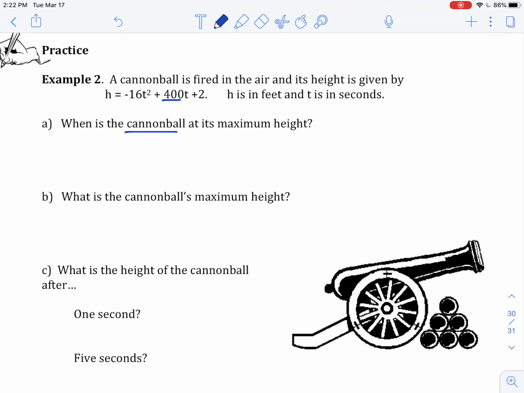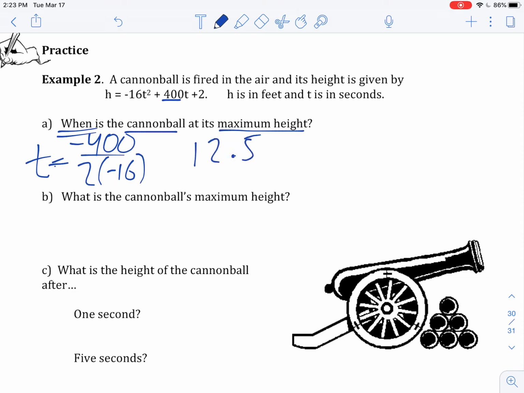It says, when is the cannonball at the maximum height? The key word is when. We want to know what time, so I'm going to go ahead and do my vertex formula and find t. Negative b over 2a. Out of that comes 12.5, and so 12.5 seconds is when the cannonball is at a maximum height.